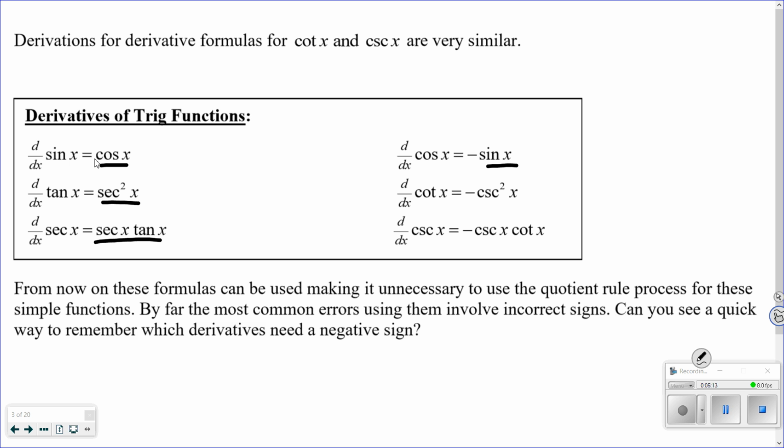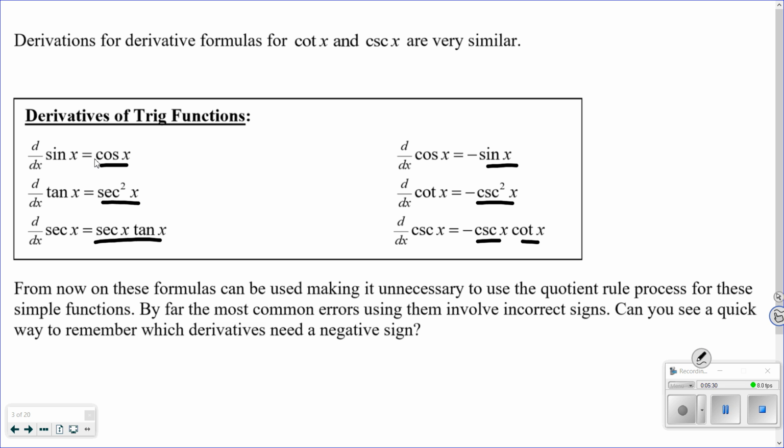Now these other two we didn't do, but again, you can try them if you want. But if you take the derivative of the cotangent, it comes out to be negative cosecant squared. And the derivative of the cosecant is negative cosecant cotangent. So those are all of our derivative rules for our 6 trig functions.